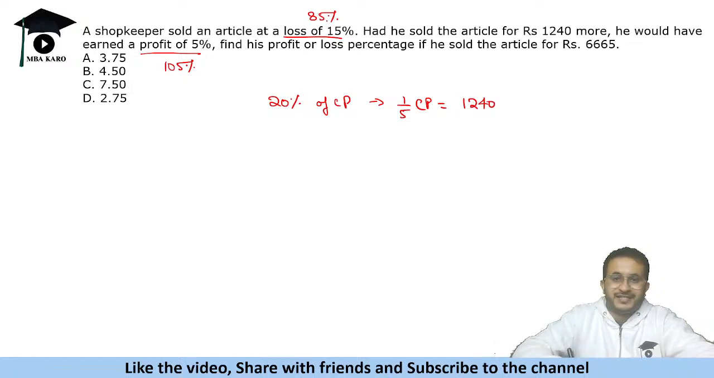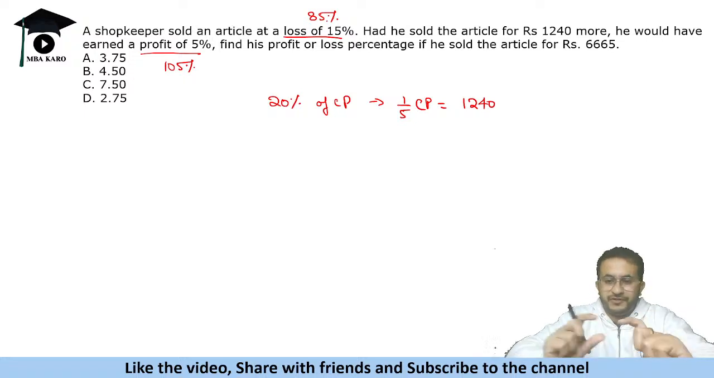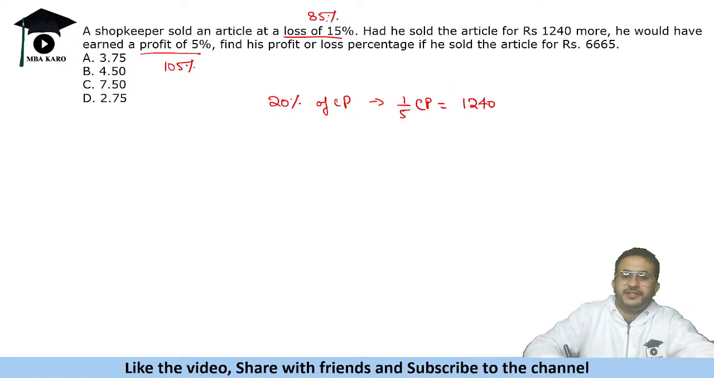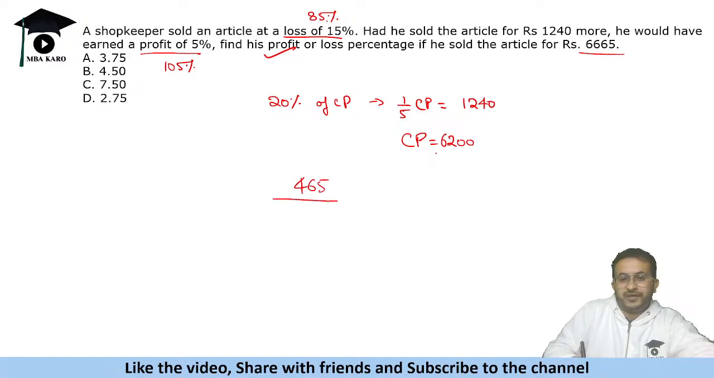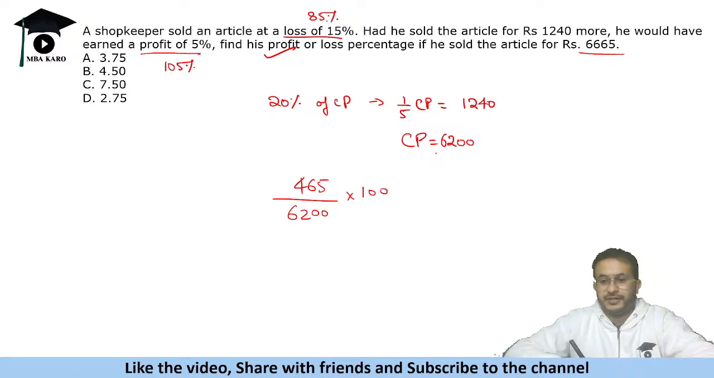If he sells at 15% loss versus 5% profit, the difference comes to 20%. 20% is 1240, so cost price comes to 6200. We need to find the profit or loss percent. Definitely it's a profit because cost is 6200. So he's making a profit of 465 out of 6200, into 100. You don't need to calculate. You can just see that 6 into 7 is 42, so it will be more than 7%. There is only one option, 7.5%. Got the answer.